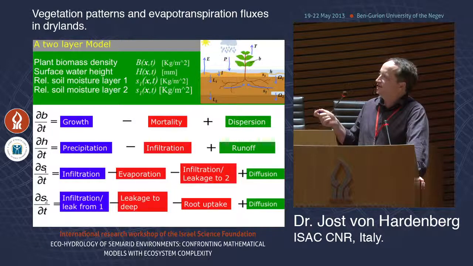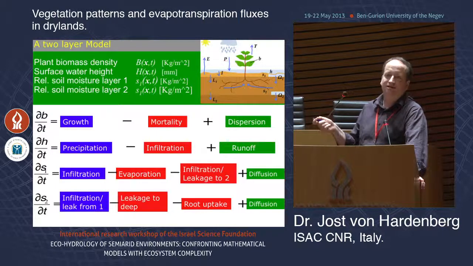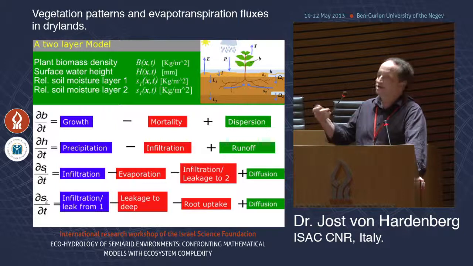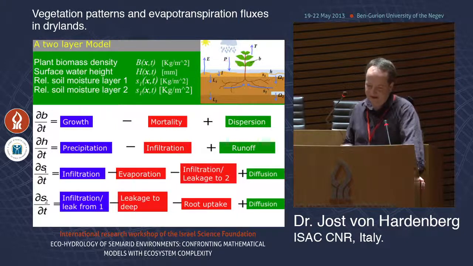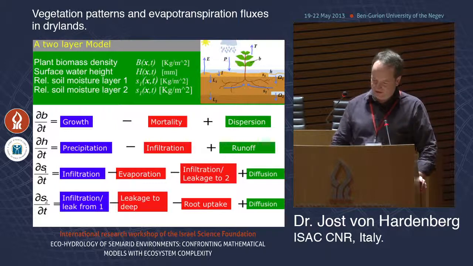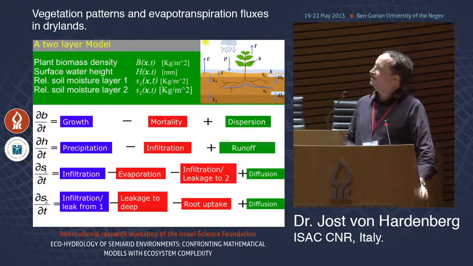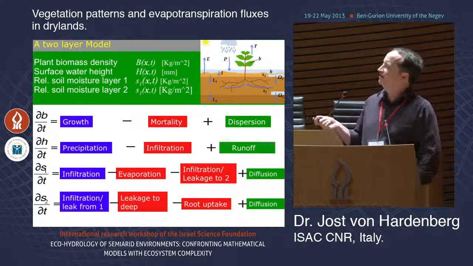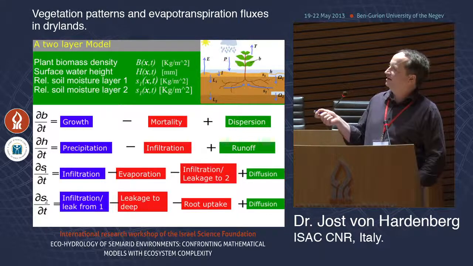Transpiration instead, of course, occurs through the vegetation and through the root system from the second level. And then we have a deeper level, which is just represented here, which is not a reservoir, but is simply a sink for leakage from the root zone level. So to go into more detail, this is a modified model.